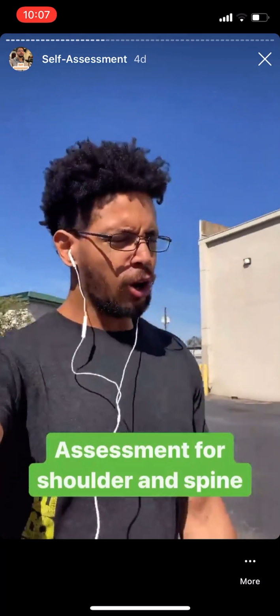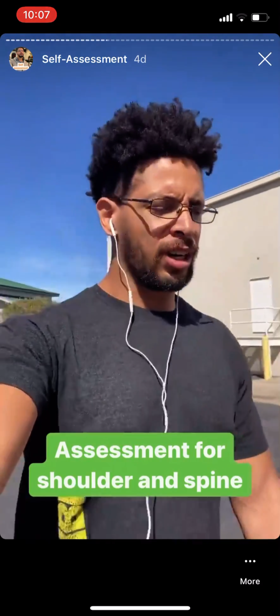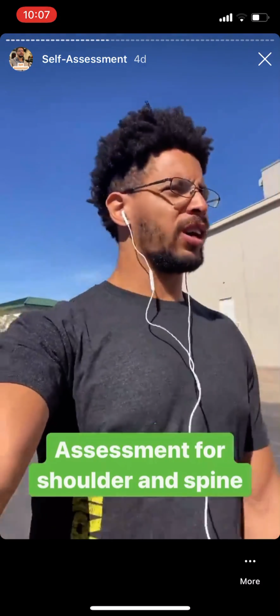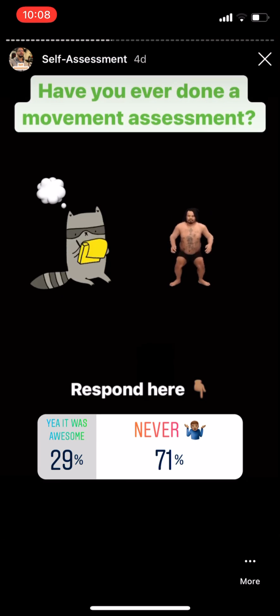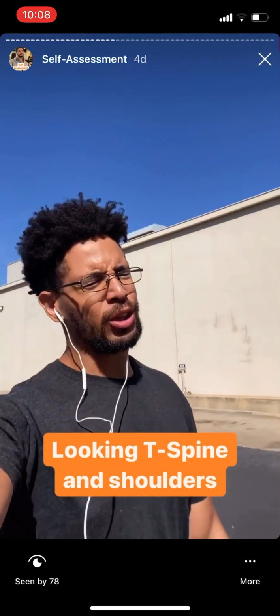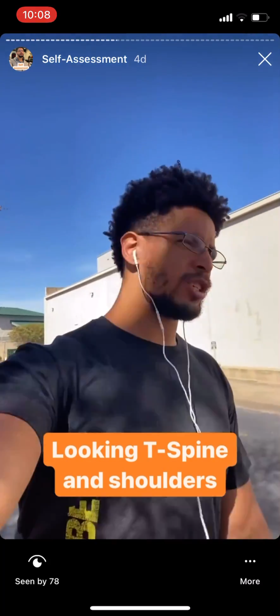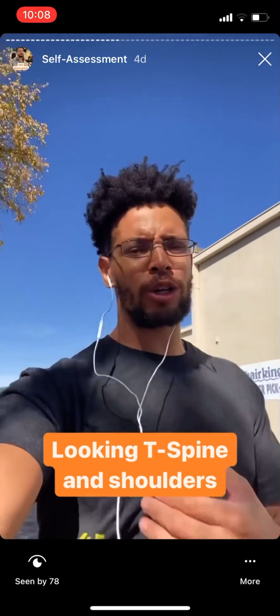You know, this week is all about the self-assessments that you can do on yourself in order to determine if you have restrictions and or things to worry about with regards to your workouts and movements. The thing we're looking at today is called the wall angel. What it tests specifically is your ability to extend through your T-spine, that's the spine above your low back, as well as your shoulder flexion. How mobile are you throughout your shoulders?